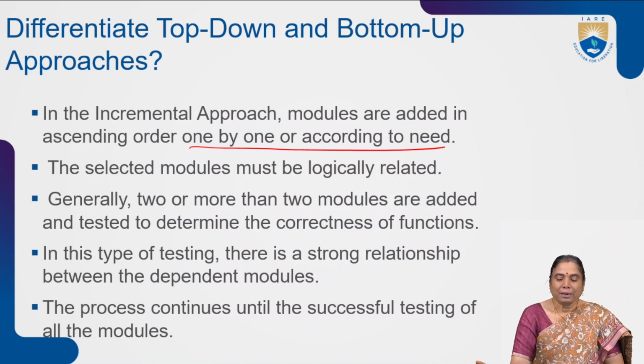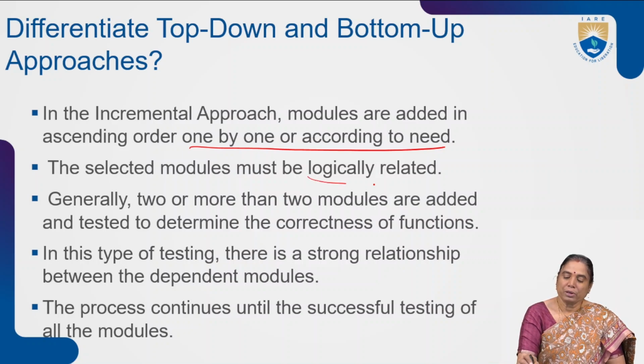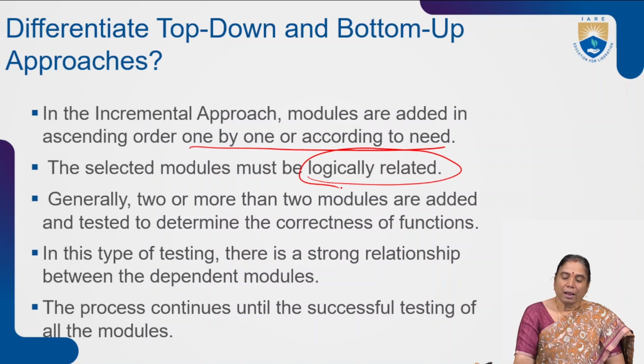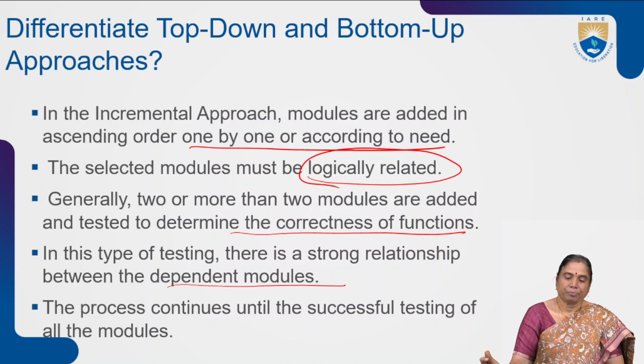Here the selected modules must be logically related, and generally two or more modules are added and tested to determine the correctness of the functions. In this type of testing, there is a strong relationship between the dependent modules. The process continues until successful testing of all the modules.